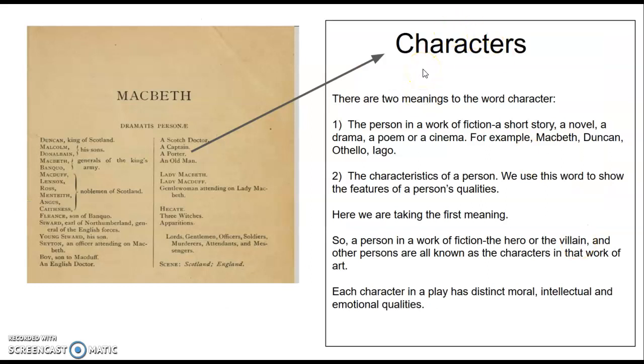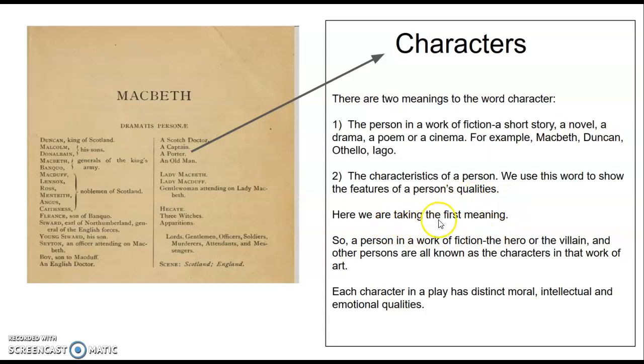Now, what is a character? There are two meanings of the word character. First, the person in a work of fiction. For example, Macbeth, Duncan, Othello, Iago, they are all characters of a fictional work. A fictional work is an imaginative work such as a short story, a novel, a drama, a poem, or a cinema. The second meaning of character refers to the characteristics of a person. We use this word to show the features of a person's qualities. Someone may be intelligent, others may be dull, someone may be honest, some people are dishonest. So these are all their characteristics that make up their character.